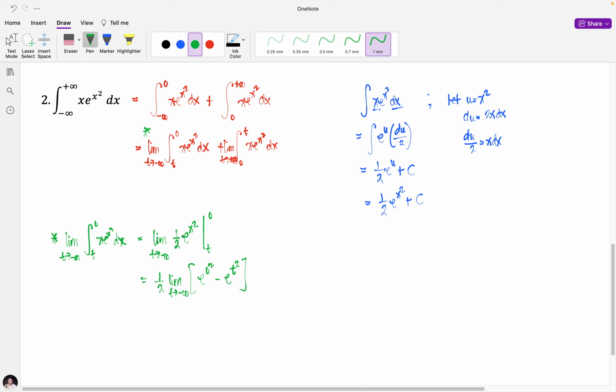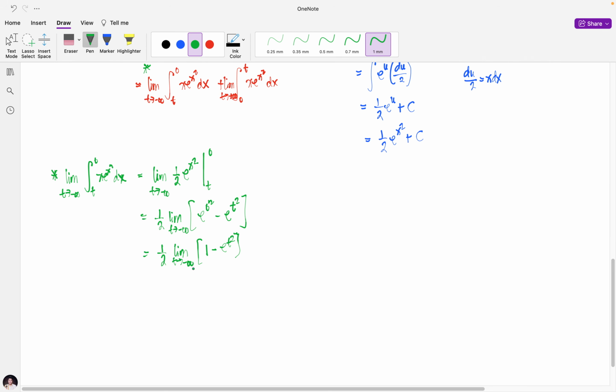Okay, so from that, this is just 1, so we have 1/2 of the limit of 1 minus e raised to t squared as t approaches negative infinity. So if we substitute negative infinity to t squared here, that is negative infinity squared, so that is positive infinity. So therefore, this will approach positive infinity.